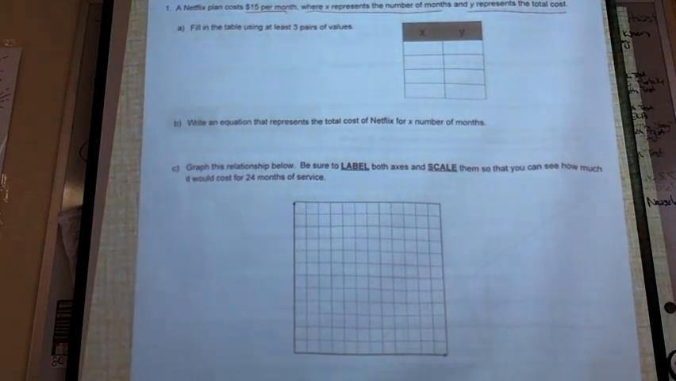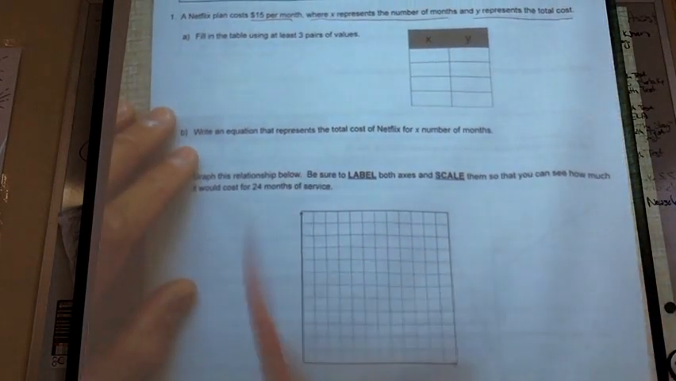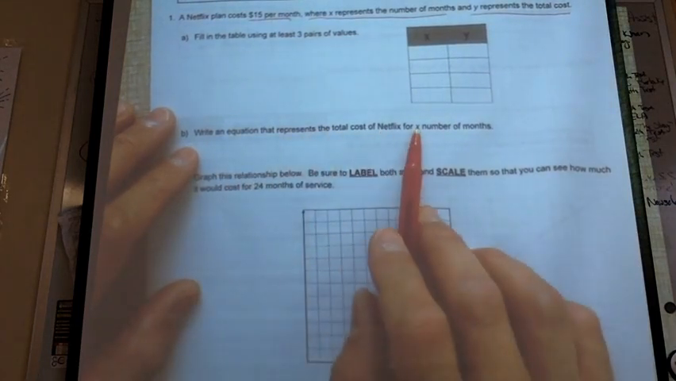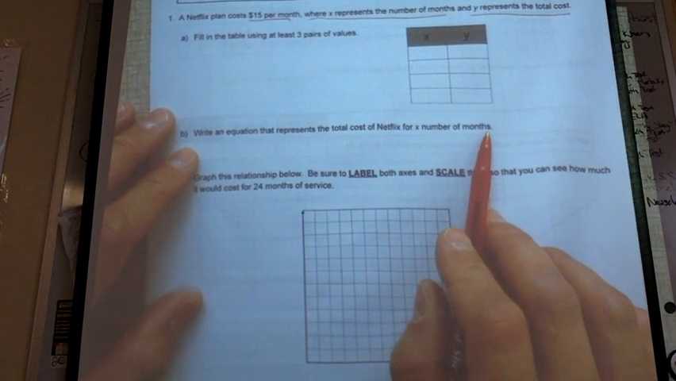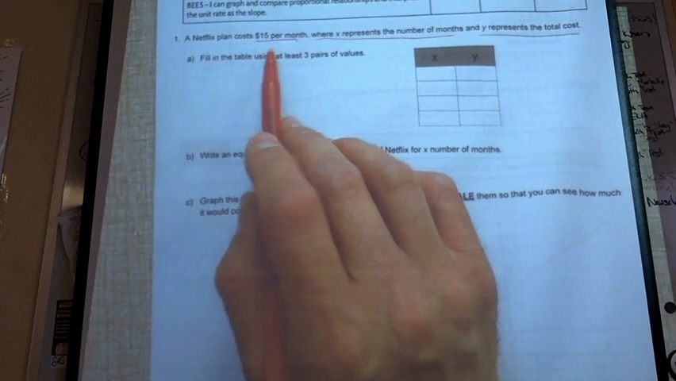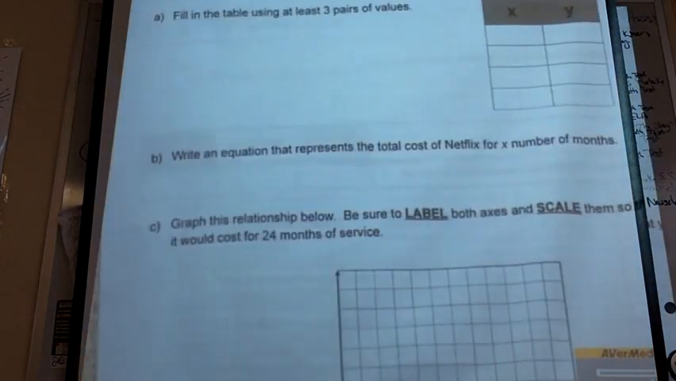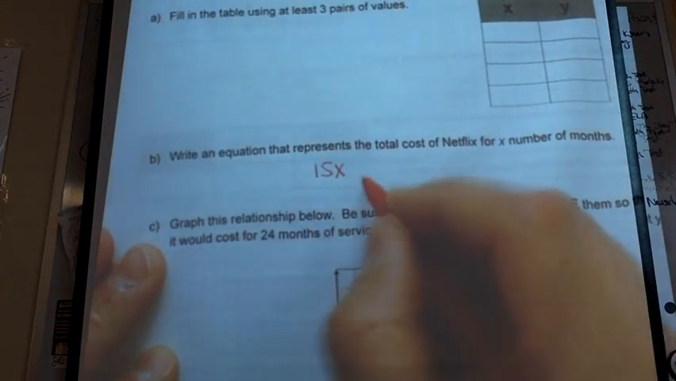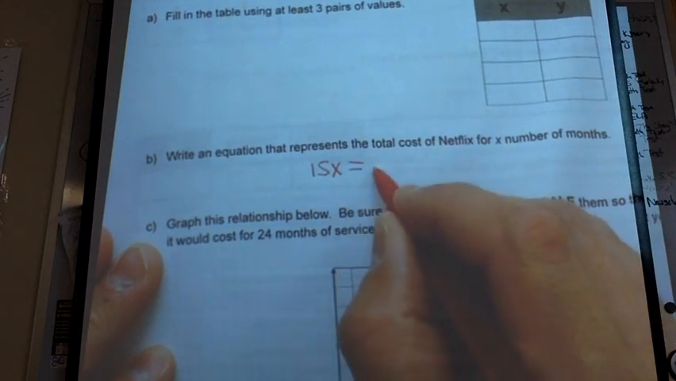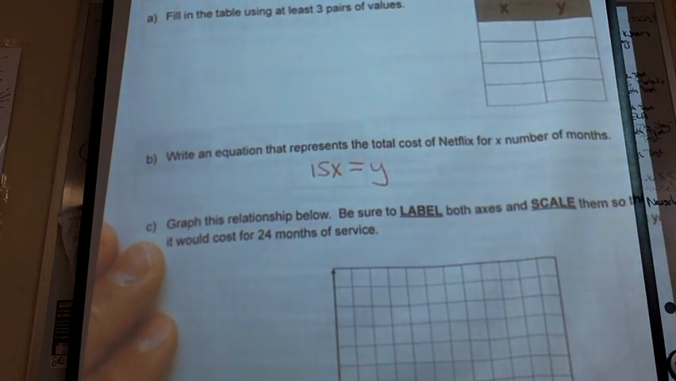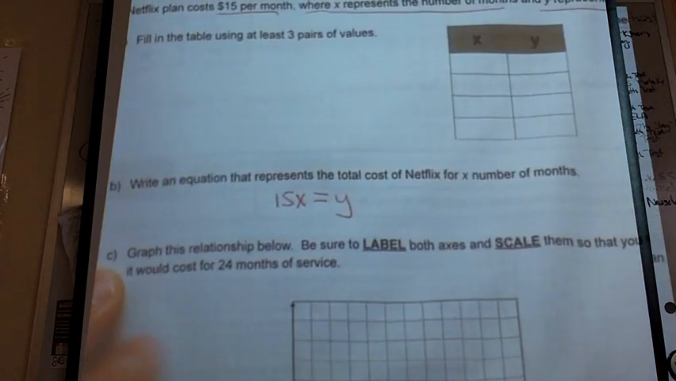So I'm going to start with coming up with my equation. It says write the equation that represents the total cost of Netflix for X number of months. So if it costs $15 per month to have a subscription to Netflix, it's going to be 15 times the number of months, so 15x, where Y equals the total number of dollars, the total cost. So there's our equation.